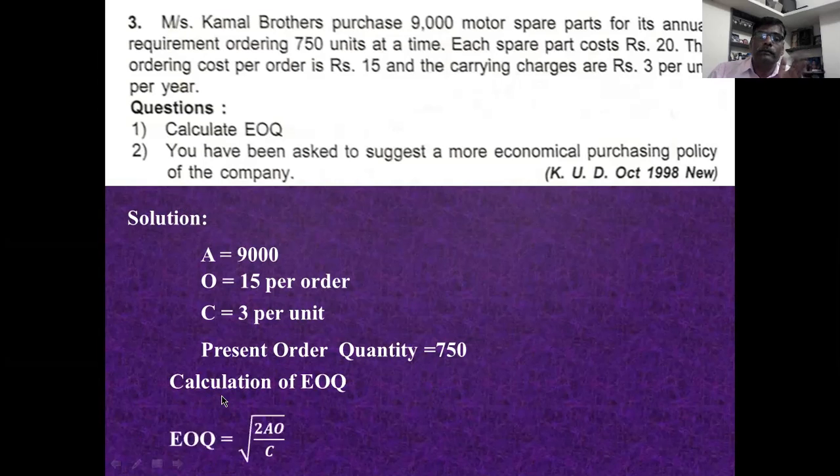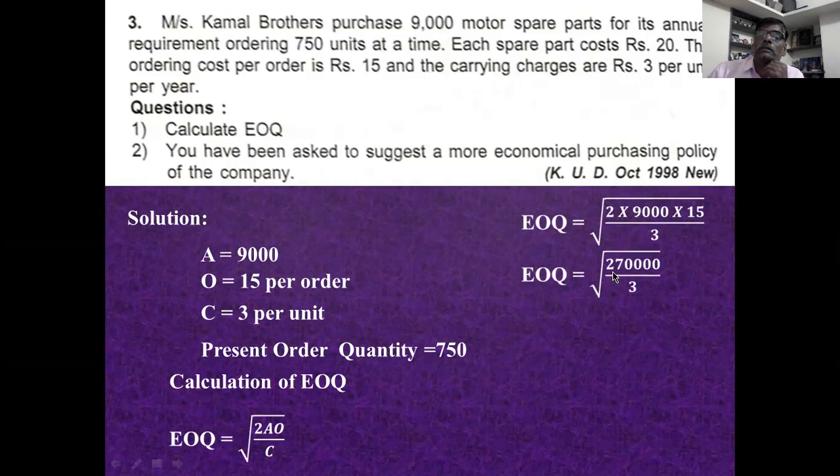We calculate it. Economic order quantity is equal to the square root of 2AO divided by C. So economic order quantity is equal to the square root of 2 into 9,000, which is the A value, into 15, divided by 3. Its answer is 2,70,000 divided by 3, square root of this.